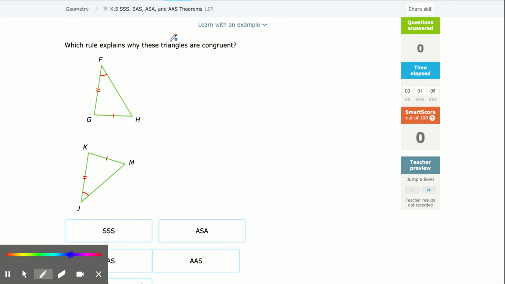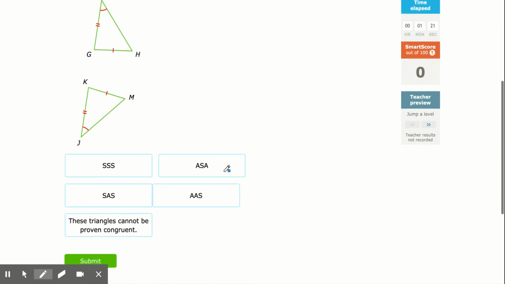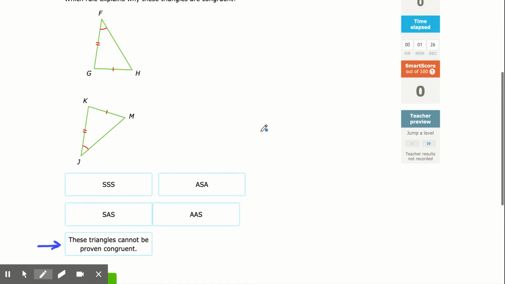In this lesson, we're going to be using all of them, side-side-side, side-angle-side, angle-side-angle, and angle-angle-side, to see if two triangles are congruent, and you have to determine which one it is that proves they're congruent, or say that there isn't enough information, we can't prove they're congruent.